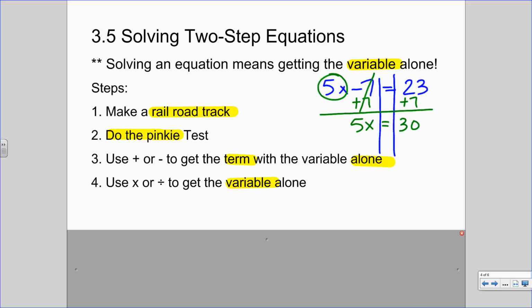I'm not done. I have got my variable, the term with the variable alone. Now I need to, again, find my variable and say, okay, it's being multiplied by 5. Opposite of multiplication is division, so you'll divide by 5, and that will leave your x alone, and x equals 6. And it's always wise to check and make sure your answer makes sense. So is 5 times 6 minus 7 equal to 23? 5 times 6 is 30, minus 7 is 23. So it does work.